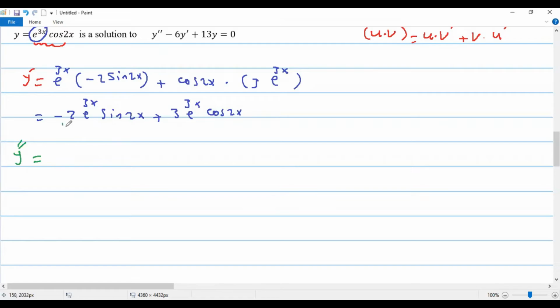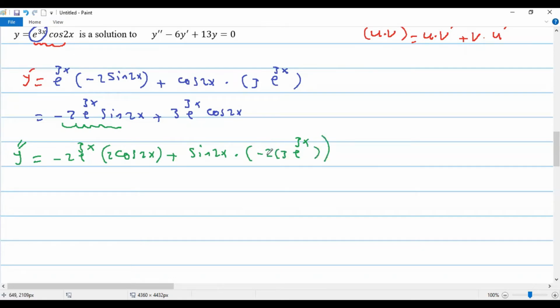Again, each one represents the product rule, u times v. The first, minus 2e^(3x), the derivative of sine is cosine 2x multiplied by the derivative of 2x, which is 2. Plus the second one, sine 2x, times the derivative of the first one. The derivative of e is the same e, minus 2e the same, times the derivative of the power, which is 3, so it will be 3e^(3x).